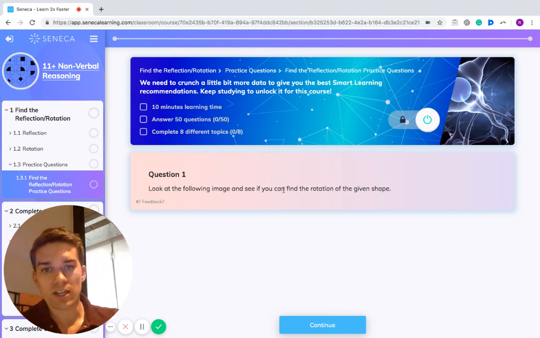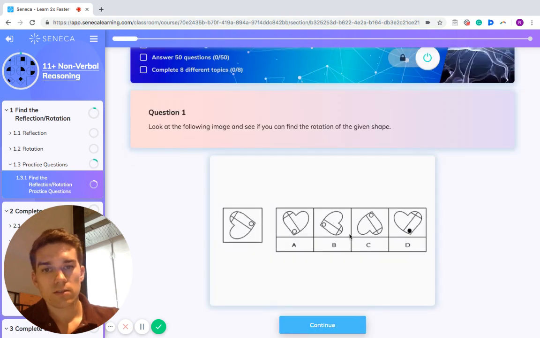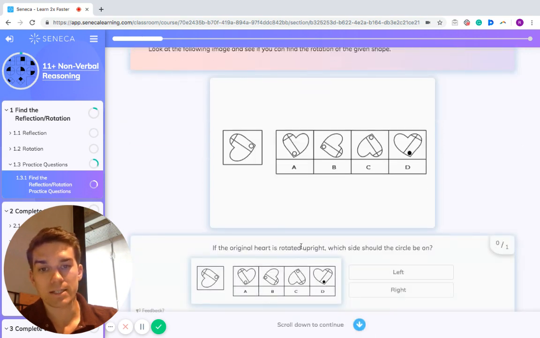Look at the following image and see if you can find the rotation of the given shape. We've got this shape here, and we're looking for something that rotates to form that. This is not one because that has also been set up as a mirror image. This one looks promising because if you rotate that shape, you can almost test this in the exam by rotating what you have on your paper. This one's got a black dot, so that's not just a rotation. And this one has also got a bit of reflection in there as well. So it's not that. The answer would be B.